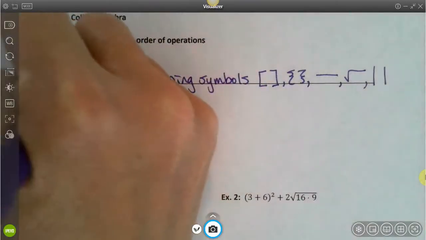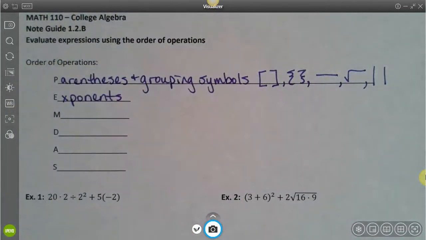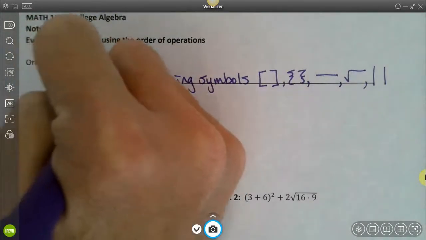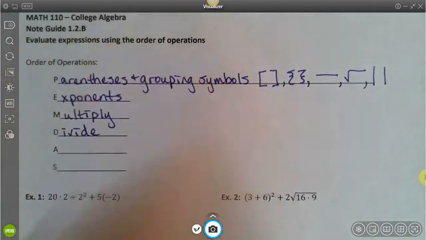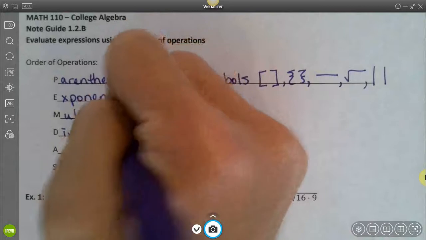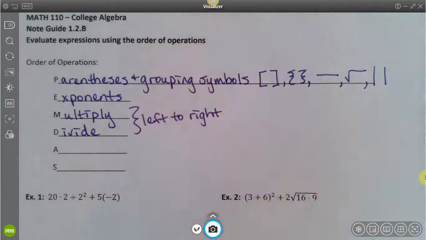The E stands for exponents. M is for multiply, and D is for divide. And the thing to remember about these two is you want to perform them left to right. So you don't necessarily go through the problem and perform all the multiplications and then go back through and perform all the divisions. It's just whatever you come to first as you go through the problem in order left to right, that's what you're going to evaluate first.